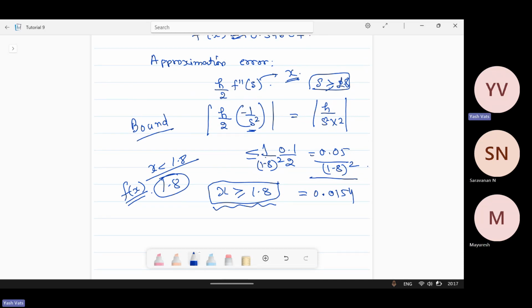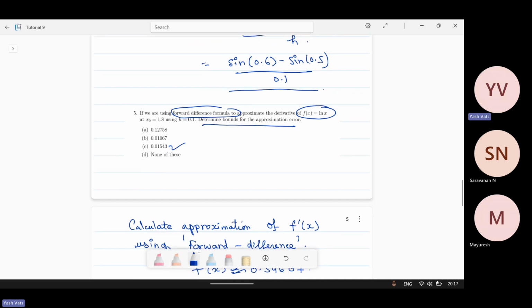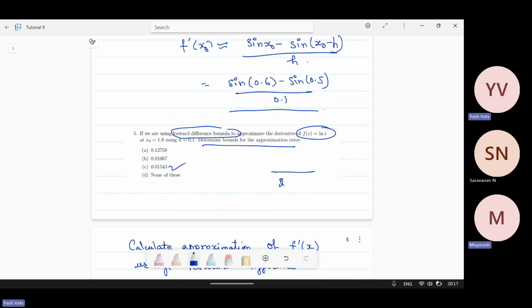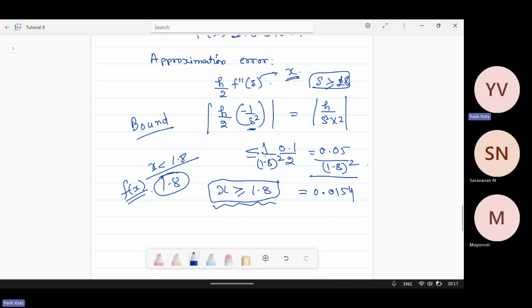Any doubts in this? Any problems? Why I have corrected it from 1 to 1.8? Yeah, I'm clear now, because I was thinking it should be 1.8. Why? Because the forward difference formula says you only have the function approximation at point x and x plus h, not below x. So you can't go below 1.8. You have to move forward, right? So that's why I've taken the interval to be greater than or equal to 1.8, not 1.